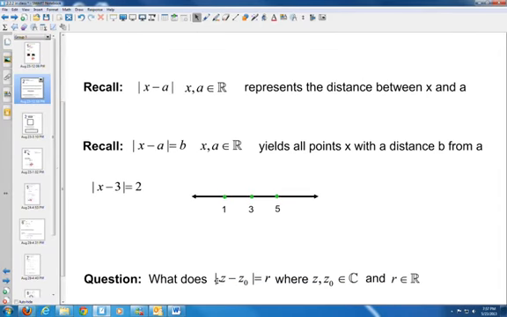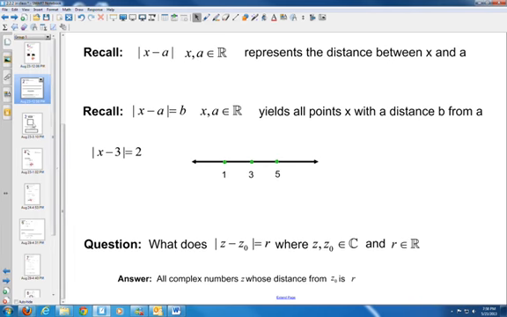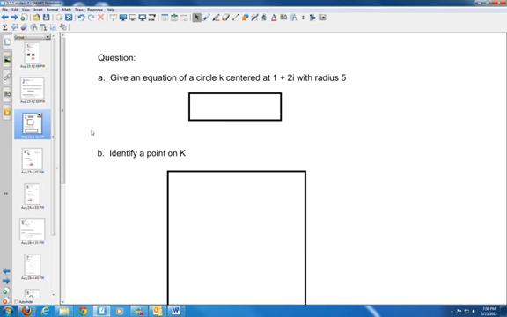Now let's go back to complex numbers. If this is what we have for real numbers, then what would it mean for complex numbers? Remember, real numbers are just graphed on the number line, but complex numbers, of course, are graphed in the complex plane. So what does the absolute value of z minus z naught equals r mean if we're talking about complex numbers z and z naught and r being a real number? Well, similar to real numbers, it gives us all the complex numbers z whose distance from z naught is r. Let's look at an example to clarify that situation.